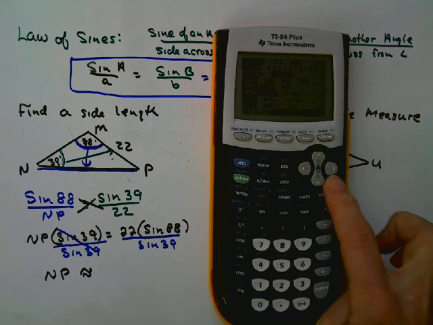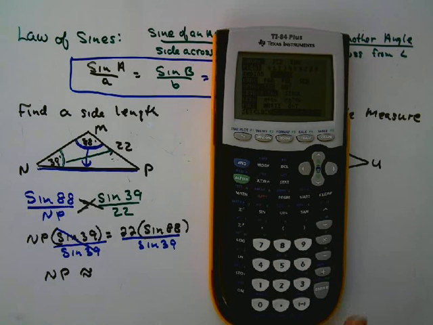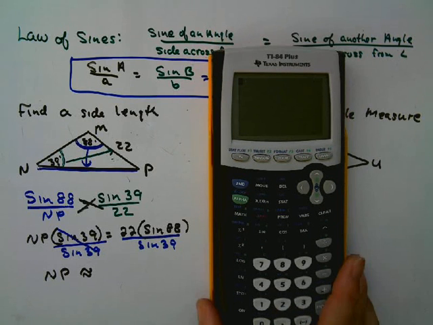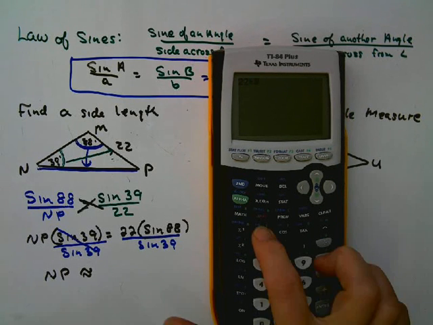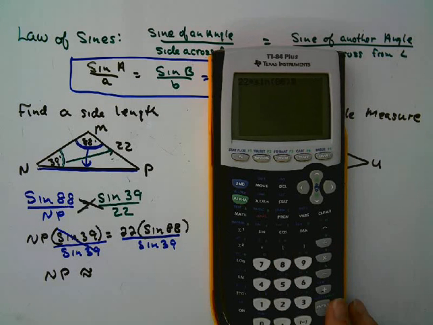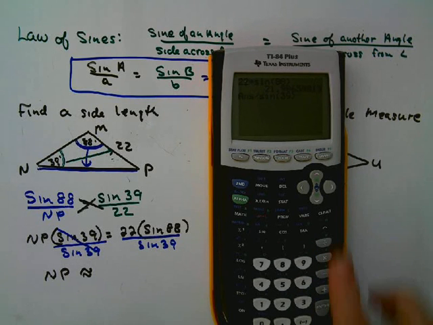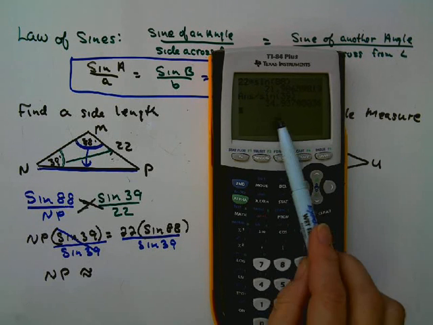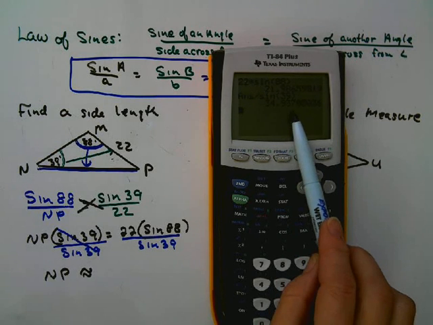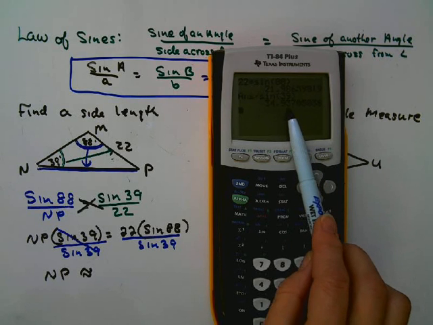Quit that screen. Now I'm going to put this equation into my calculator, okay? I'm going to press 22 times the sine of 88 degrees, and then I'll press enter because that's the numerator, and I'm going to divide that by the sine of 39 degrees. I close my parentheses there, and that is my approximate length of NP. If I look at this 7, it's 5 or higher, so I'm going to call it 34.94 when I round it to the hundredth place.